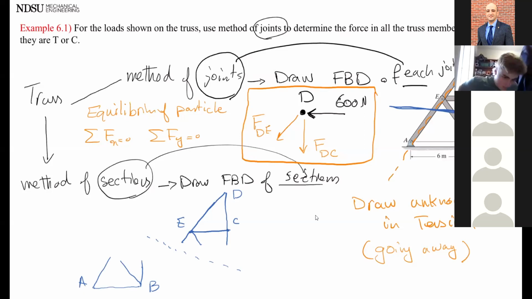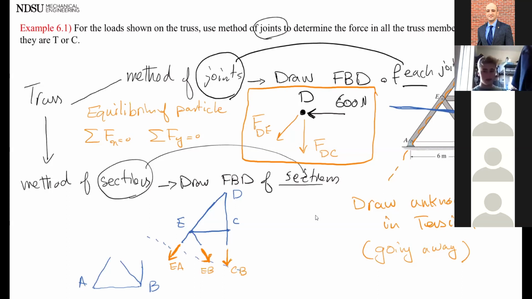So I just make the cut through the truss, leaves me with 2 halves, and I can draw a free body diagram of the half. Every time you make a cut, you have to put a force where the cut used to be. And again, these are all unknown forces, so we all draw them in tension. This one, let's call this one EA. This one, let's call it EB. And this one, let's call it CB.